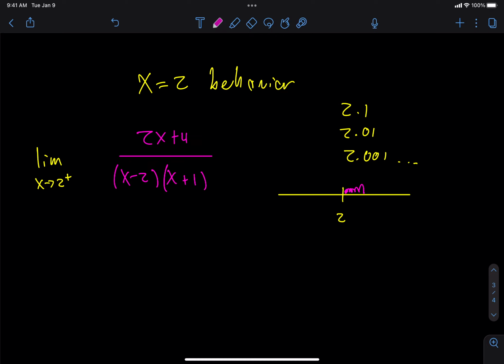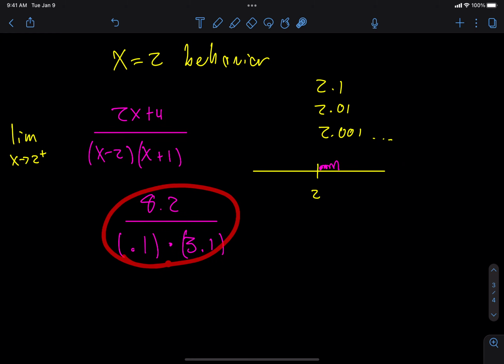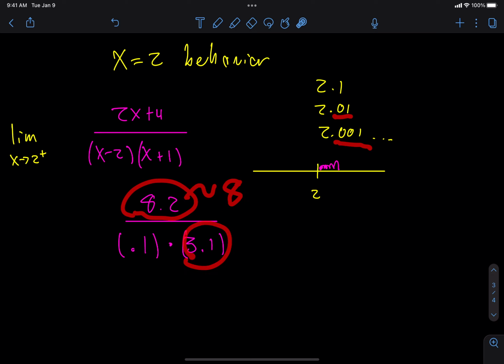Does that make sense? So what happens when I plug in 2.1? The top, 2 times 2.1 would be 4.2, plus 4 is 8.2. So something like 8.2. And then on the bottom, I'm going to have something like 0.1 times 3.1. You can tell this is a positive number. What's going to happen if I do 0.01, 0.001? This number is going to get closer to 8, this number is going to get closer to 3, and this number is going to 0 from above.